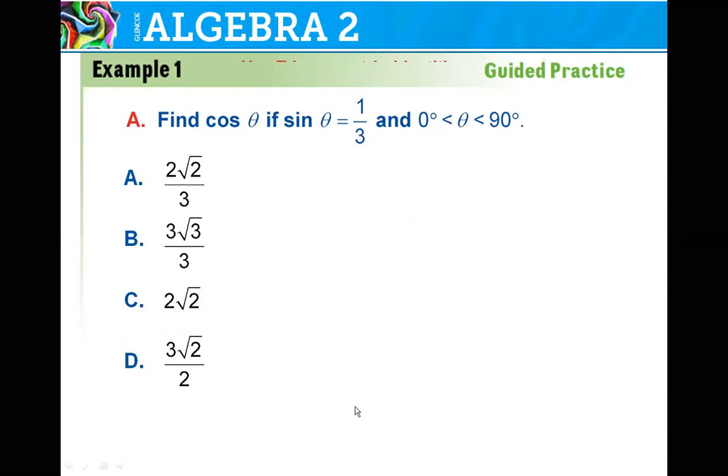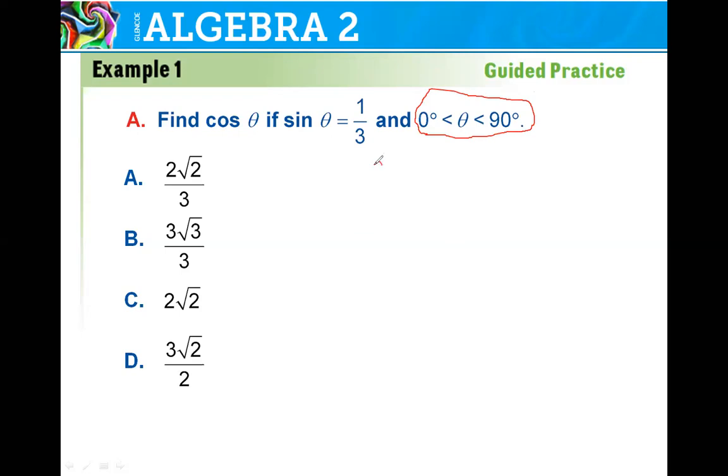Walid, find cosine theta if sine theta equals 1 over 3, and we work in the first quadrant, as you see in the condition. How can we get the value of cosine theta? I don't know how to do it. Pay attention.